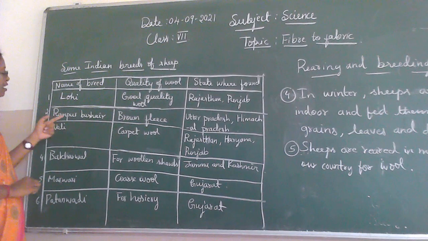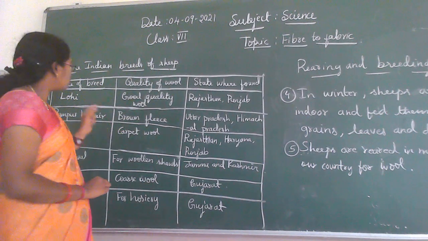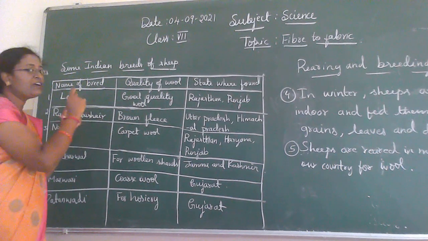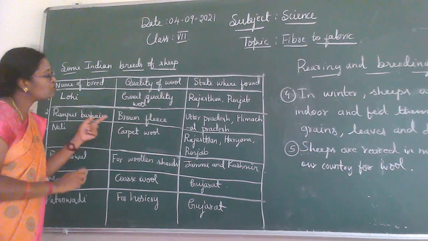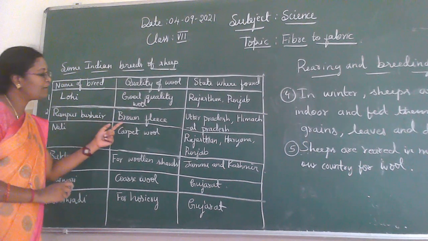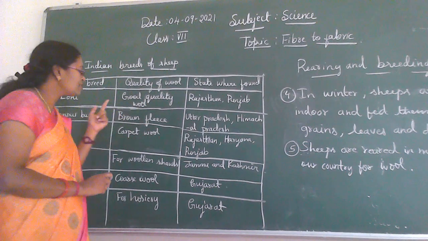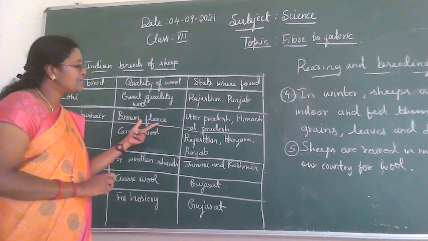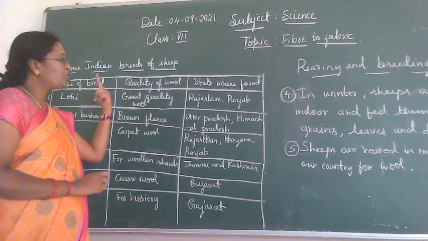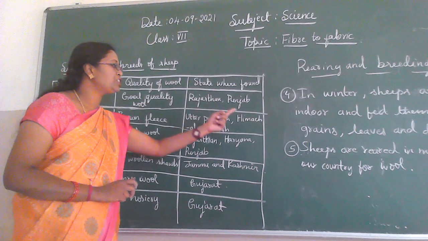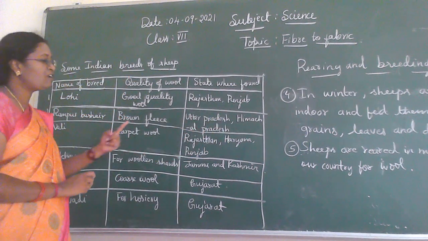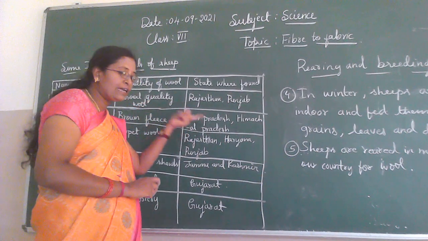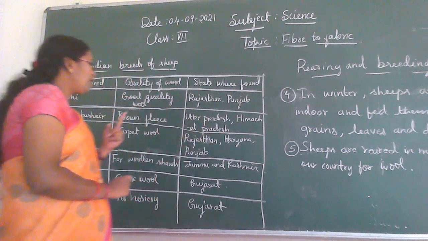So next one is Rampur Bushair. Rampur Bushair is the name of a breed of sheep. Its quality of wool is brown fleece. So Rampur Bushair are found in Uttar Pradesh and Himachal Pradesh. Is it clear, children? In which state of our country? So the Rampur Bushair breed is reared in Uttar Pradesh and Himachal Pradesh.